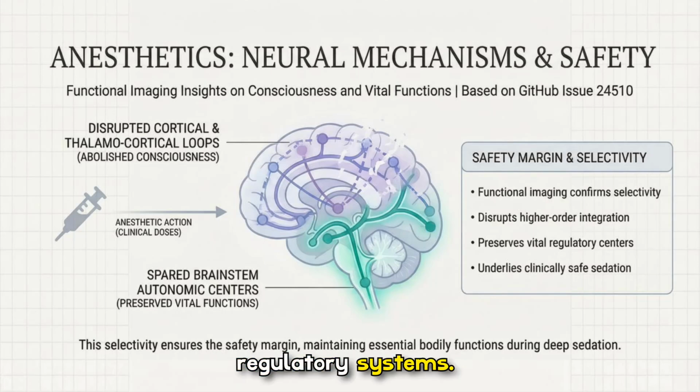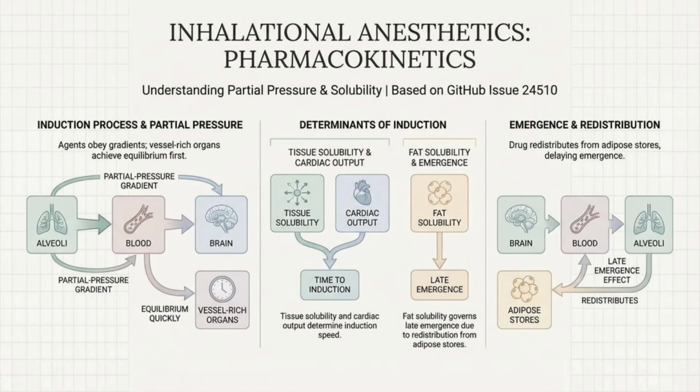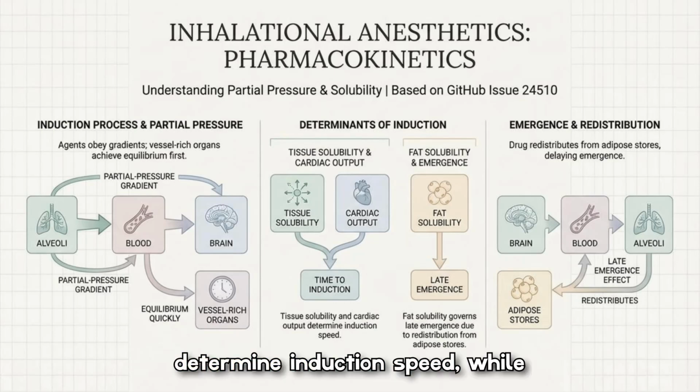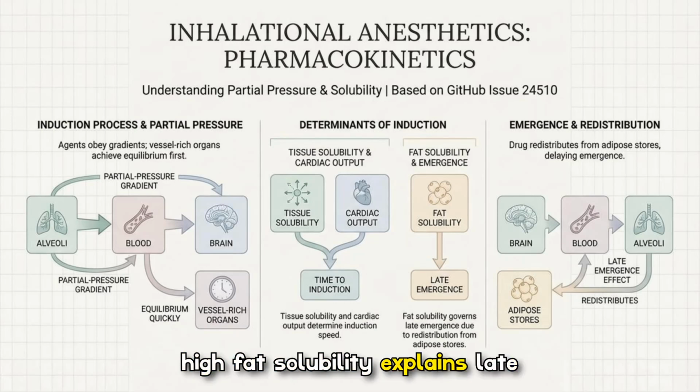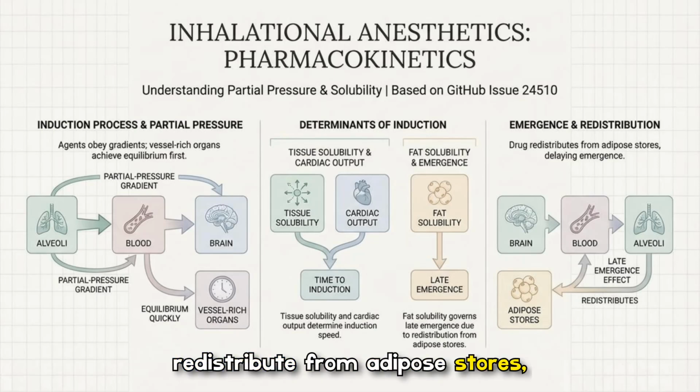essential regulatory systems. Inhalational pharmacokinetics are driven by partial pressure gradients, uptake from alveoli to blood, then brain follows those gradients, and vessel-rich organs equilibrate first. Tissue solubility and cardiac output determine induction speed, while high fat solubility explains late emergence as agents redistribute from adipose stores, accounting for both rapid and delayed recovery patterns.